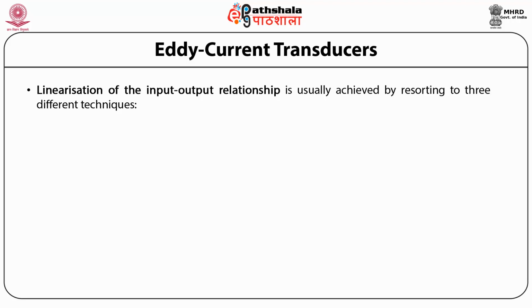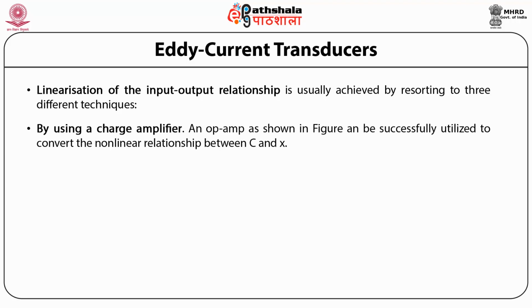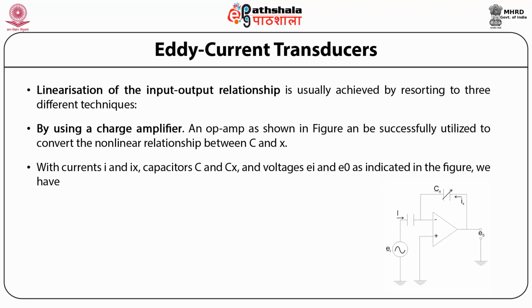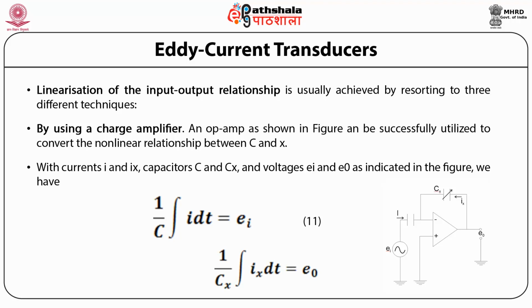Linearization of the input-output relationship is usually achieved by resorting to three different techniques. First, by using a charge amplifier, as shown in this figure, which can be successfully utilized to convert the non-linear relationship between C and X. So with currents I and Ix, capacitors C and Cx and voltages Ei and E0 shown in this figure, we can relate it like this: 1 by Cx integral Ix dt equal to E0 and 1 by C integral I dt equal to Ei.